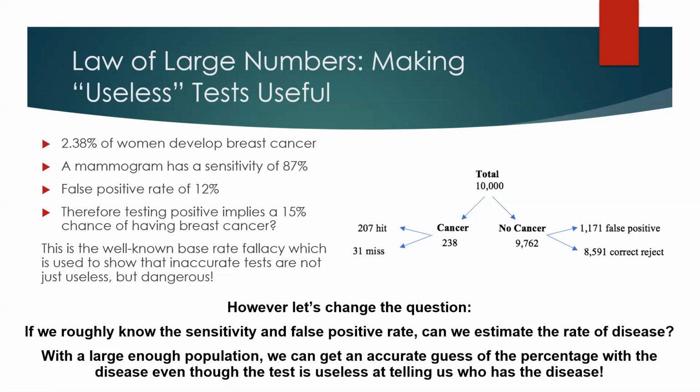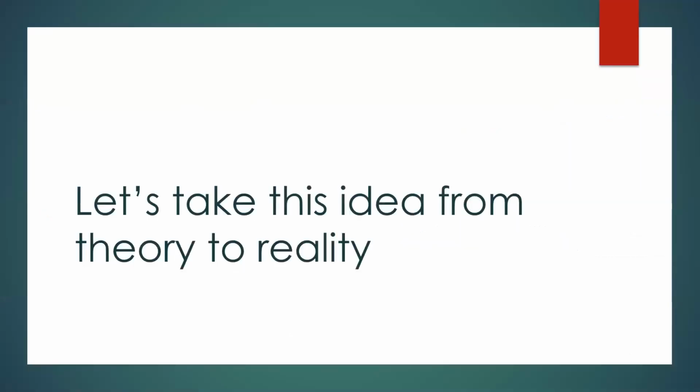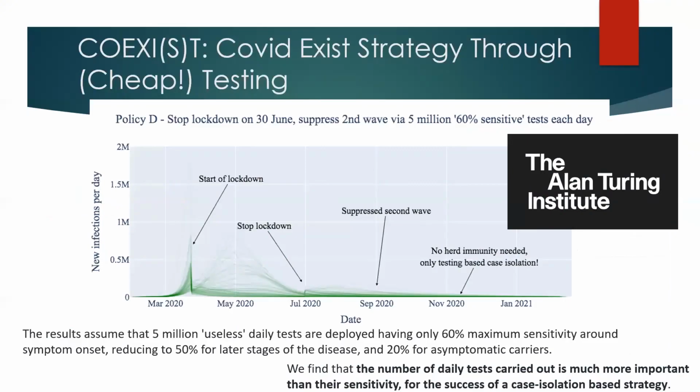And so this is really what we're seeing as the result from our scientific machine learning simulations that we've been doing. So let's take this idea from theory to reality and look at two of the different cases that we've been doing, two of these different scientific projects. So one has been with the Alan Turing Institute, which is COEXIST, which is literally looking at this topic. So it's looking at COVID exit strategies in the United Kingdom through cheap testing with easy access.